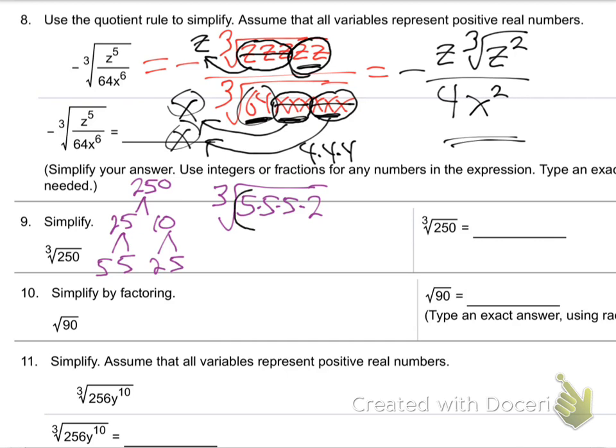So 3 5s in, send 1 5 out, and they're gone. Remember, 3 in the hook means a 3 for 1 deal. So 1 5 makes it to the outside. Those are gone. What's left on the inside is just the 2. 5 cube root of 2.